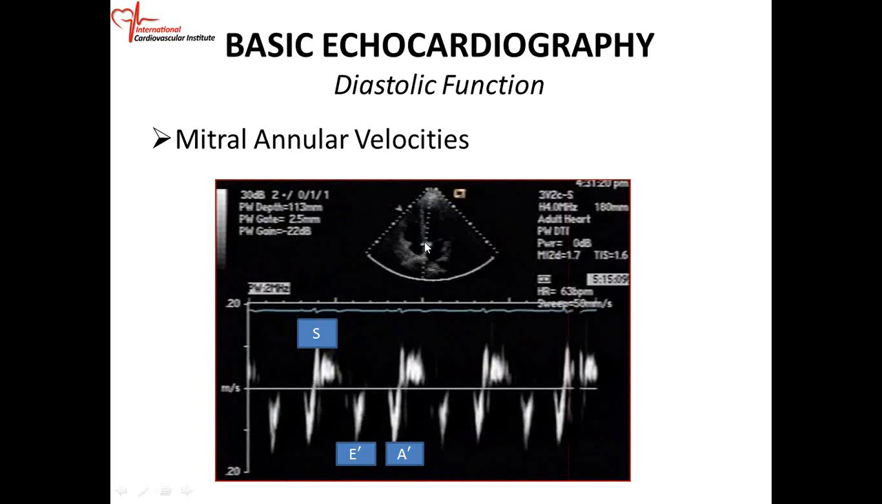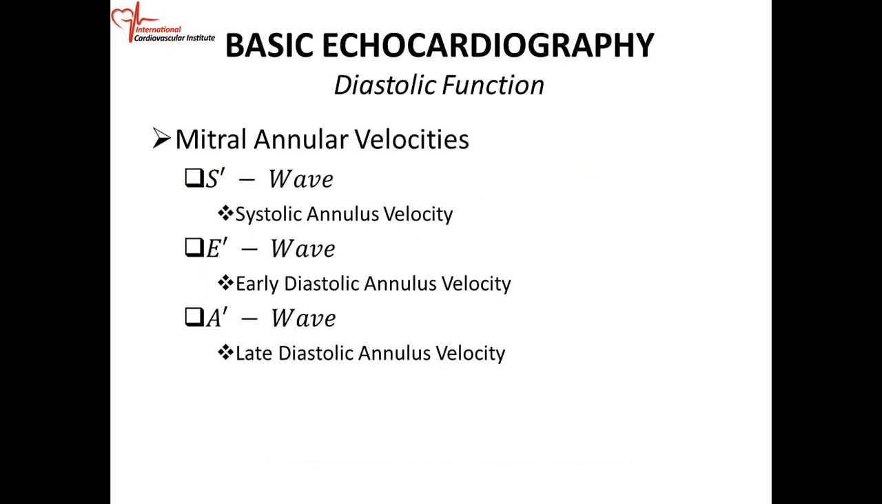In diastole, the mitral annulus moves away from the transducer. It moves downwards. So you get these waves which are below the baseline. The first diastolic wave is your E prime. The second diastolic wave is the A prime. Okay, mitral annular velocity. Sample volume should be at the annulus, not in the septum. All right, so your S prime is your systolic annulus velocity. The annulus moves upwards in systole.